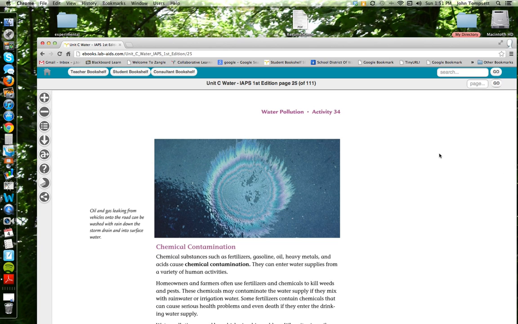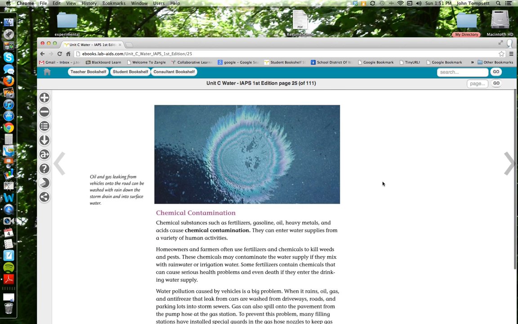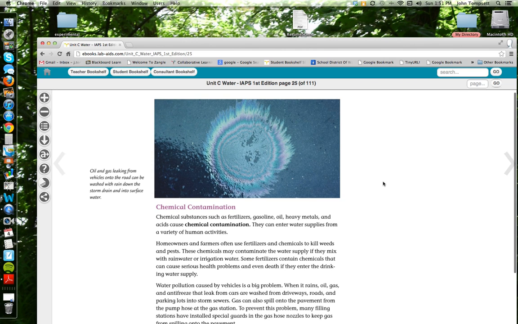Chemical contamination. Chemical substances such as fertilizers, gasoline, oil, heavy metals, and acids cause chemical contamination. They can enter water supplies from a variety of human activities. Homeowners and farmers often use fertilizers and chemicals to kill weeds and pests. These chemicals may contaminate the water supply if they mix with rainwater or irrigation water. Some fertilizers contain chemicals that can cause serious health problems and even death if they enter the drinking water supply.